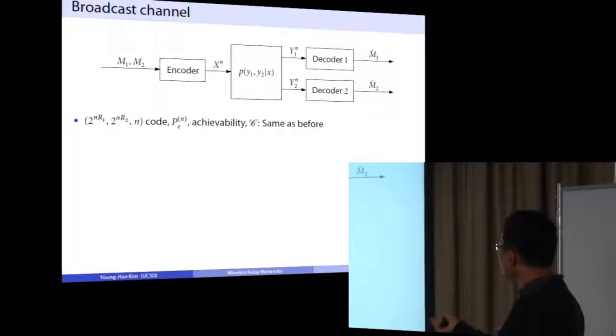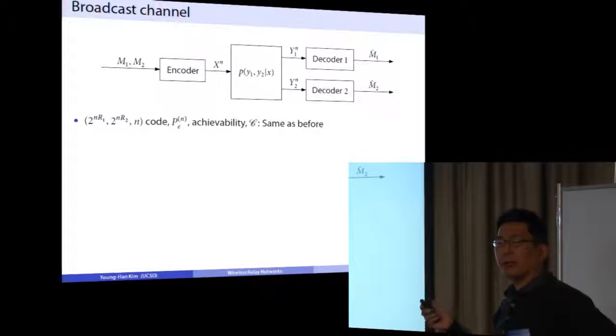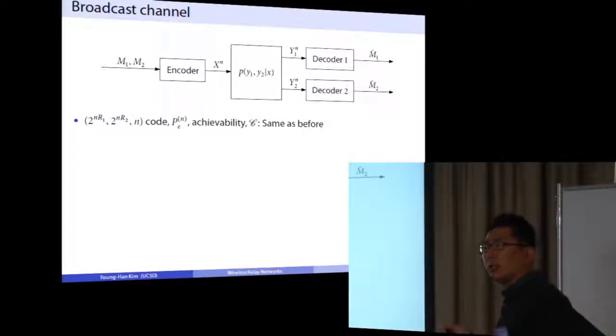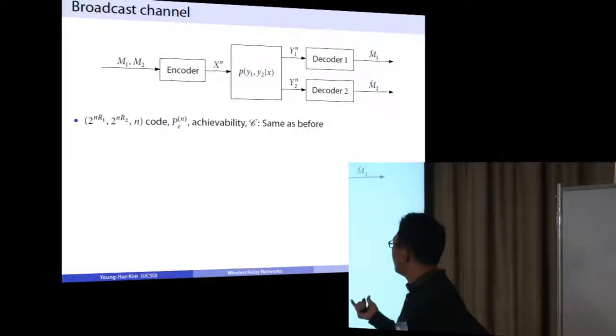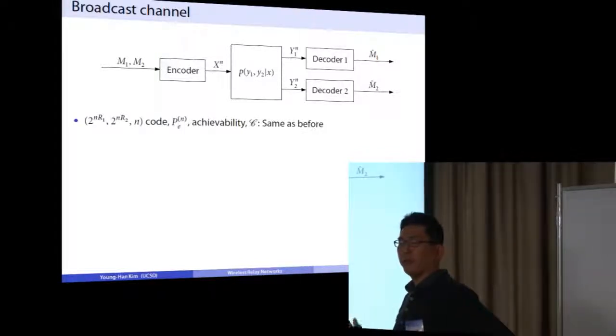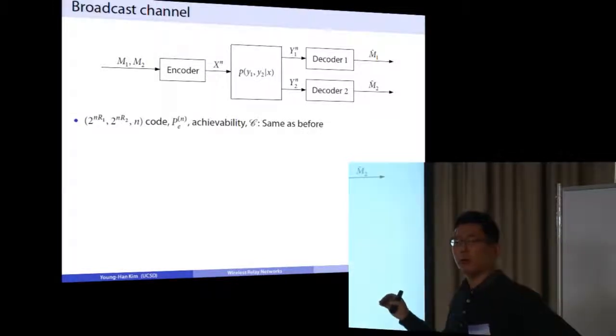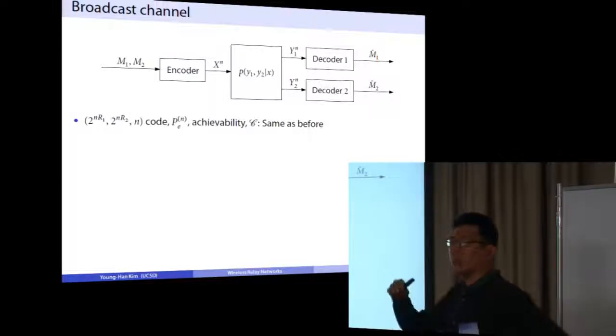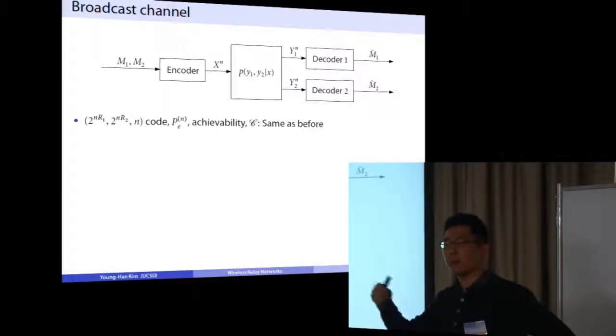Again, we can define the performance of a code as the average probability of error, which is the probability that the intended messages are different from the decoded messages. Okay, and achievability of a rate pair is defined as before. We say R1 and R2 are achievable if there exists a sequence of codes such that the probability of error is going to 0, right?